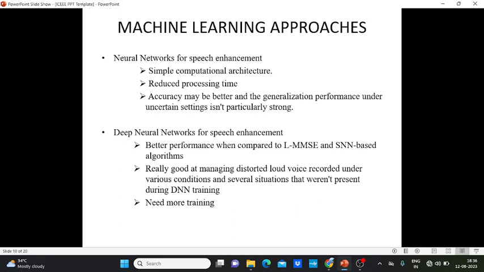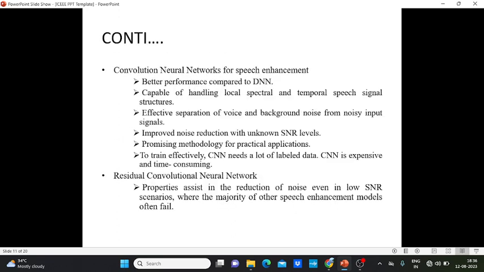The drawback is that it needs more training. Convolutional neural networks also give better performance compared to the previous results and improved noise reduction with unknown signal to noise ratio levels. But to train efficiently it needs a lot of labeled data. That is the drawback in convolutional neural networks.